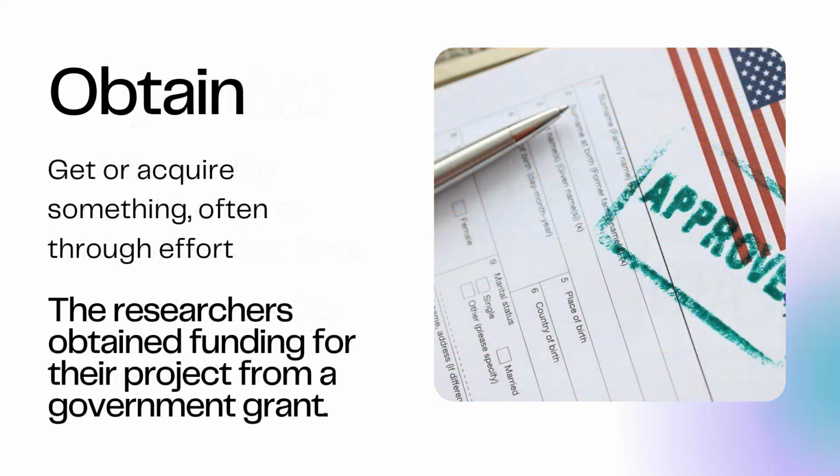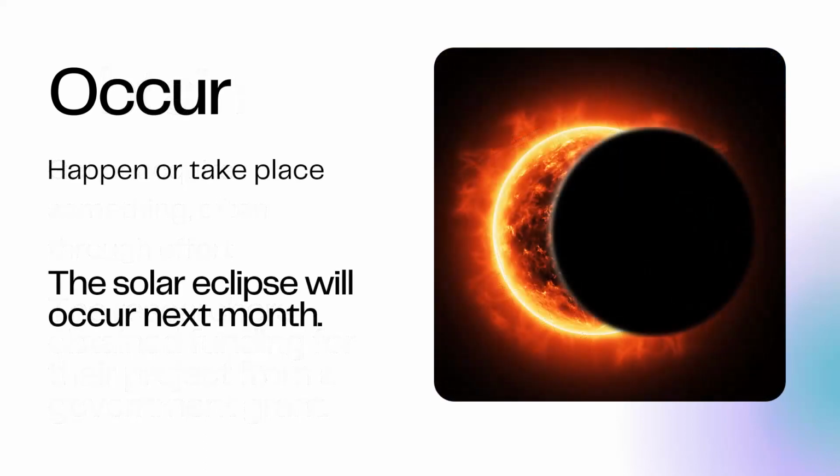Obtain: get or acquire something, often through effort. The researchers obtained funding for their project from a government grant. Occur: happen or take place. The solar eclipse will occur next month.